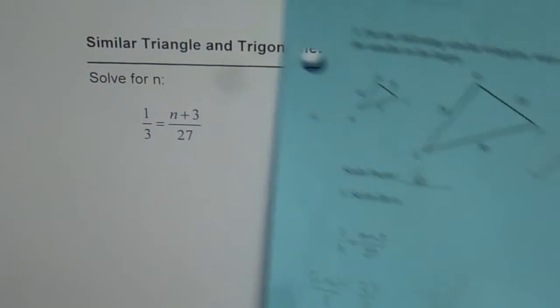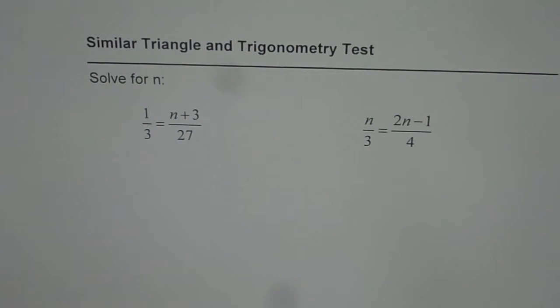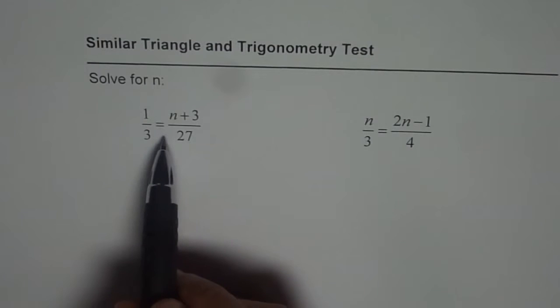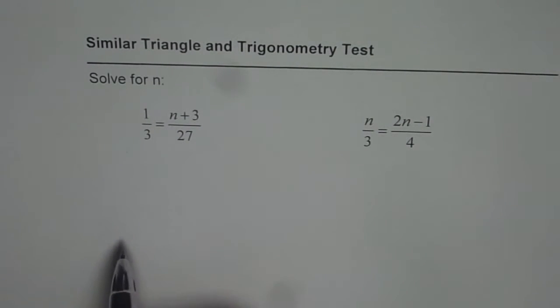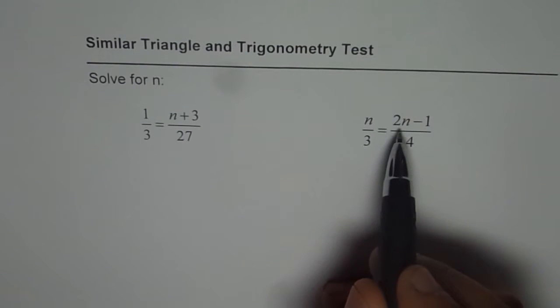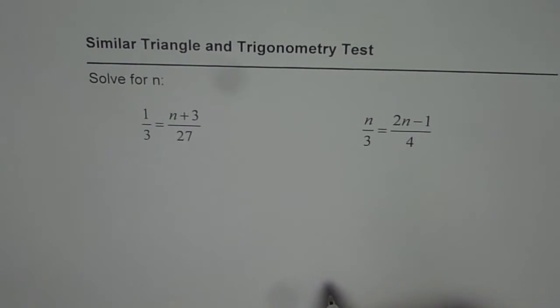Whenever we are dealing with similar triangles and trigonometry, we will land up with situations which at times will be difficult to solve. In this test paper, we do have questions which have similar kinds of ratios. Now let us see how to solve 1 over 3 equals n plus 3 divided by 27, and the second one here is n over 3 equals 2n minus 1 divided by 4. You can pause the video, solve, and then look into my suggestion.